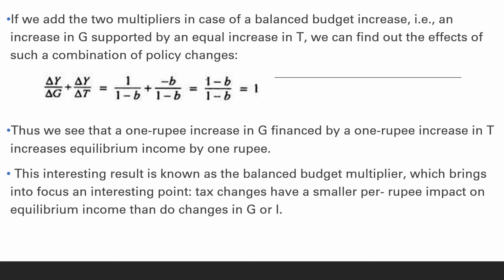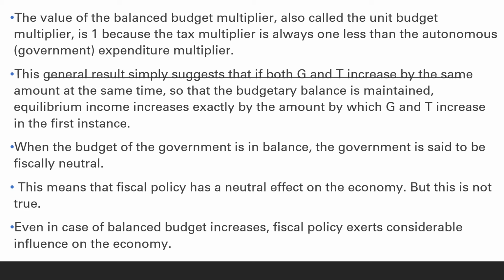This brings into focus an interesting point. That means that tax changes have a smaller per rupee impact on equilibrium income than do changes in government expenditure or investment. The value of the balanced budget multiplier is known as the unit budget multiplier, that is 1, because the tax multiplier is always 1 less than the autonomous government expenditure multiplier. This general result simply suggests that if both government expenditure as well as taxes increase by the same amount at the same time, so that the budgetary balance is maintained, equilibrium income increases exactly by the amount by which government expenditure and taxes increase in the first instance.